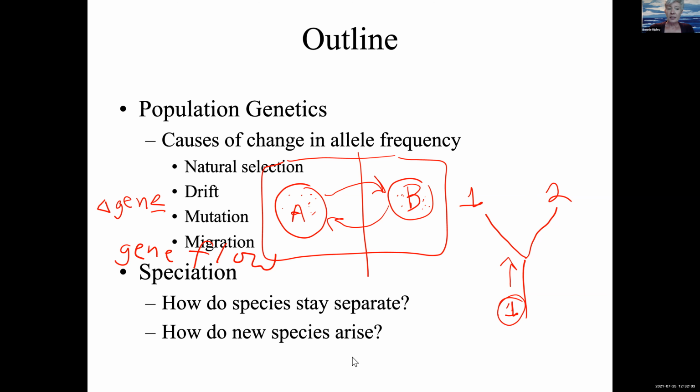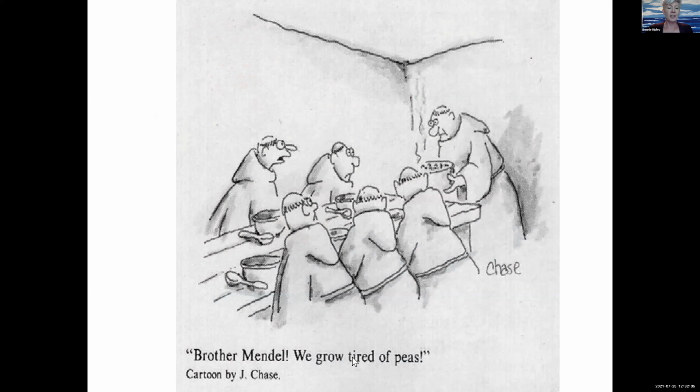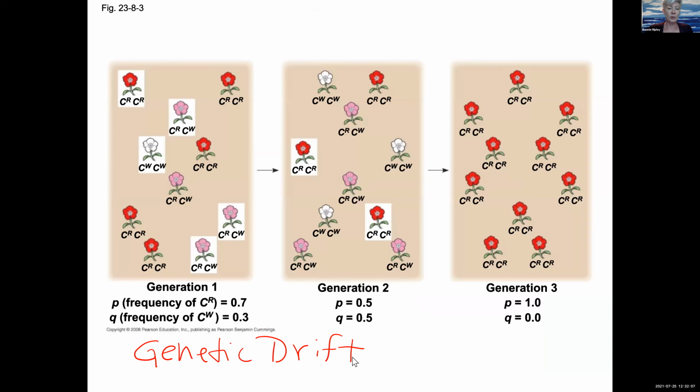So those are the fundamentals of population genetics. Now we're going to turn our attention to species. We're going to start by talking about how species stay separate from one another, because understanding that is important in understanding how they are formed in the first place.